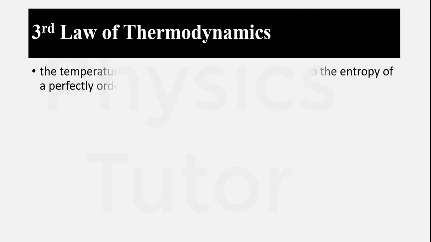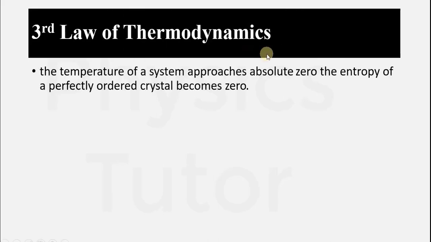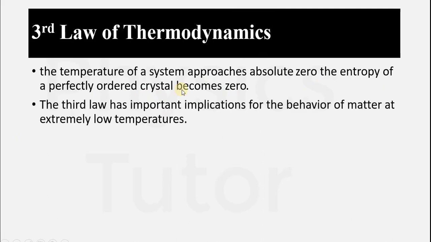In the third law of thermodynamics, we study that as the temperature of a system approaches absolute zero, the entropy of a perfectly ordered crystal becomes zero. The third law has important implications for the behavior of matter at extremely low temperatures. So this is an important point which shows that the third law of thermodynamics works at minimum, low temperature.